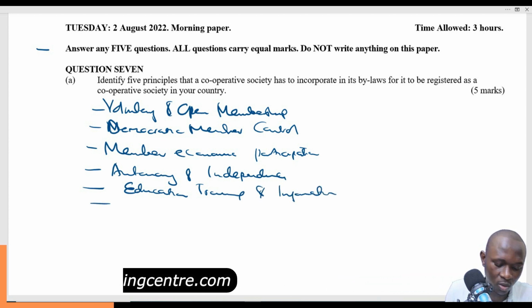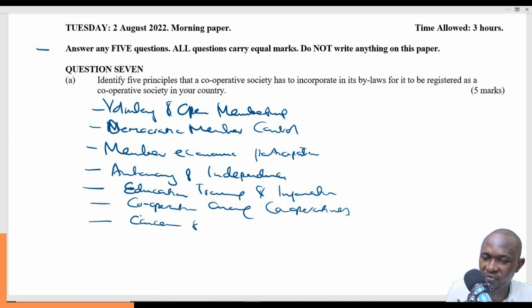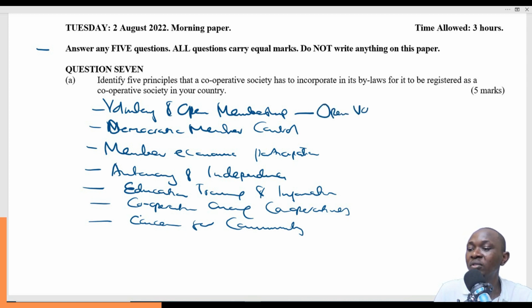Number 6, we will have cooperation among cooperatives, and lastly, number 7, we will have concern for community. So these are the 7 principles. Now, the question only needs 5. Identify 5 principles that a cooperative has to incorporate in its bylaws for it to be registered as a cooperative society in Kenya. Now, it has to clearly state that membership is open and voluntary.